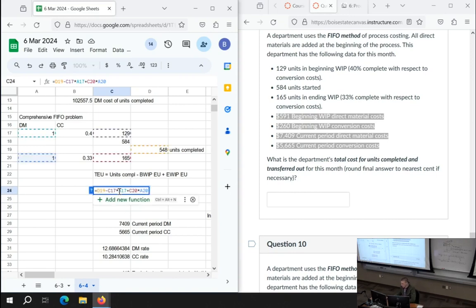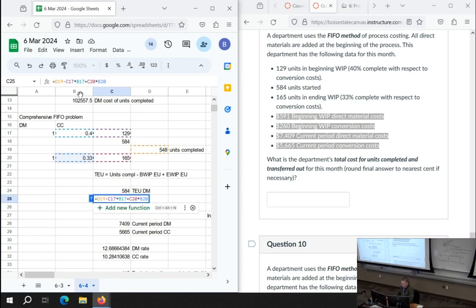So our total equivalent units for direct materials is our units completed minus the beginning WIP equivalent units, which is our physical units times their percent complete, plus the ending WIP equivalent units, which is our ending WIP physical units times their percent complete. And so we get 584 for direct materials, which equals units started because they're 100% complete, right? That's the little rule of thumb.